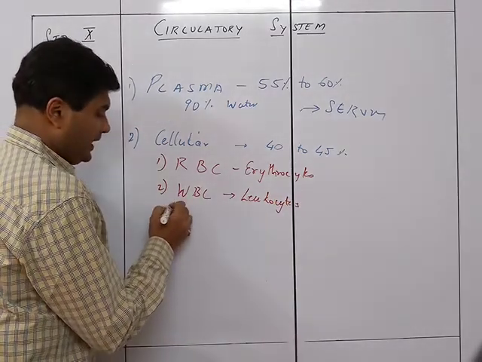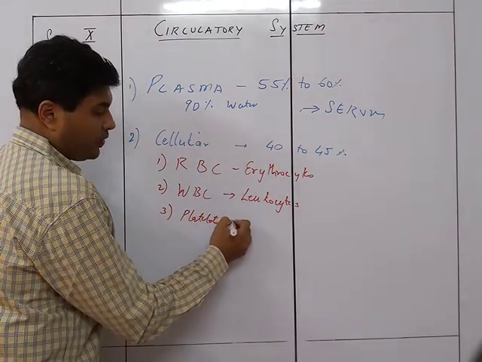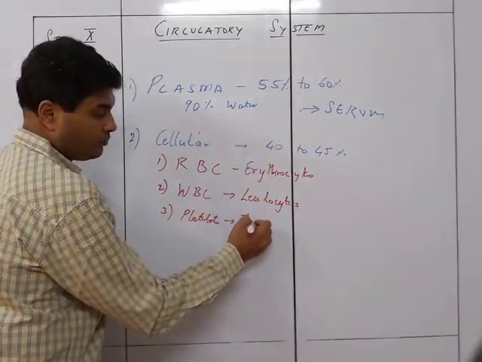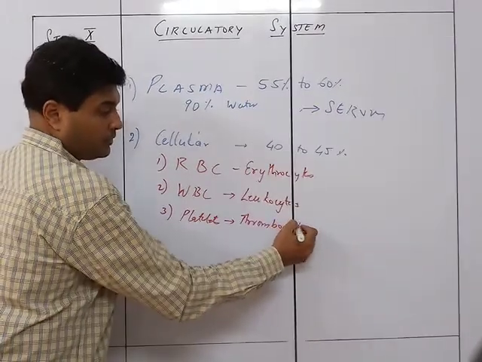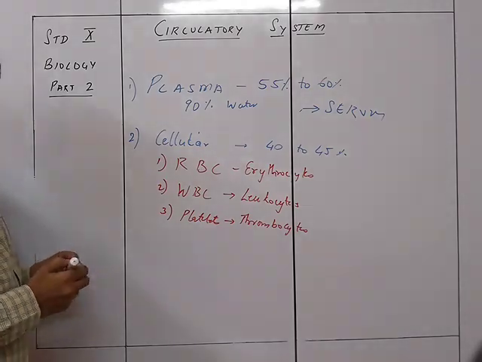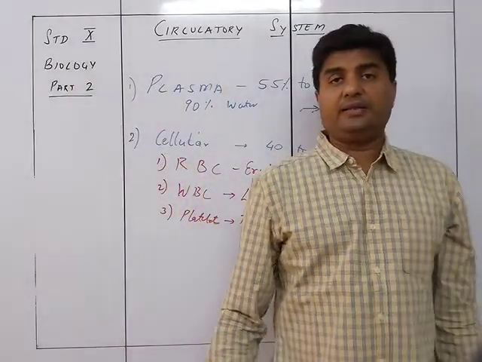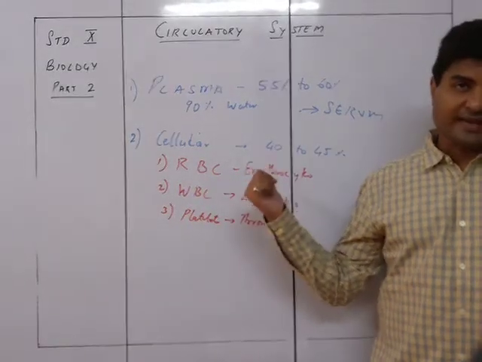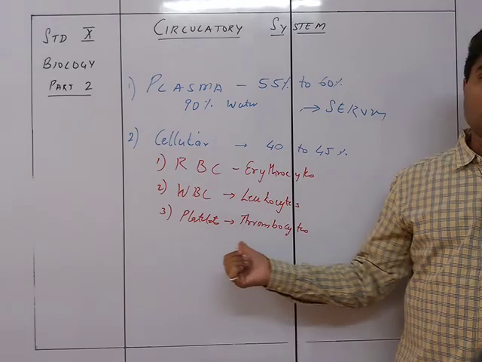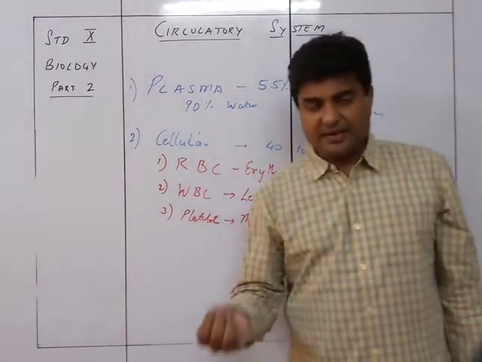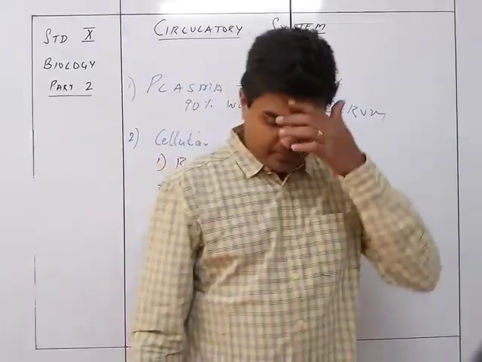And finally, the platelets, which are called thrombocytes. So the three kinds of cells present in the blood are the red blood cells, erythrocytes; the white blood cells, leukocytes; and platelets, called thrombocytes. These are the three kinds of cells we have in our blood.